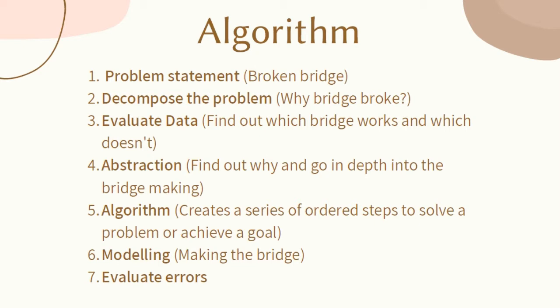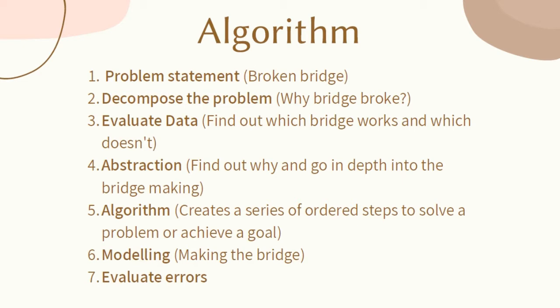The algorithm in this challenge is to first identify the problem, decompose the problem, abstraction, algorithm, modeling, and evaluate error. In this case, the problem is the broken bridge, and we figure out the possible reasons that caused the bridge to break. Before designing a bridge, we need to find out which bridge design works and which doesn't. Once we are done with that, we go in depth into the design of the old rope suspension bridge and proceed to plan and make the model of the new bridge.